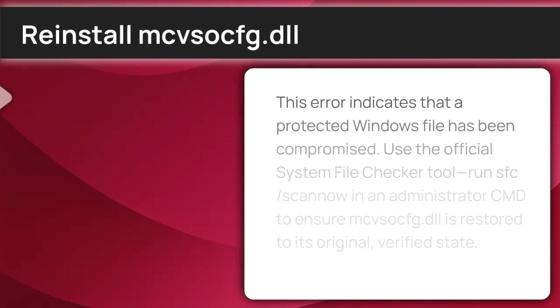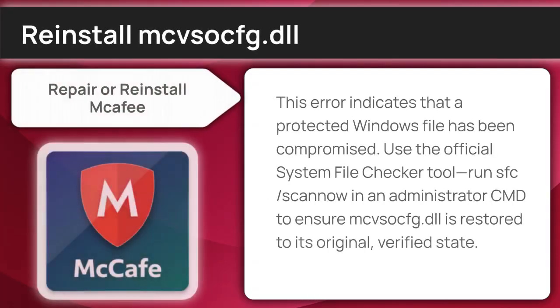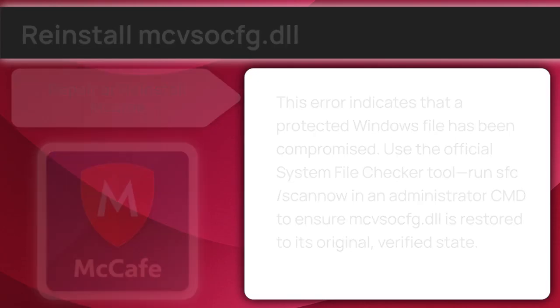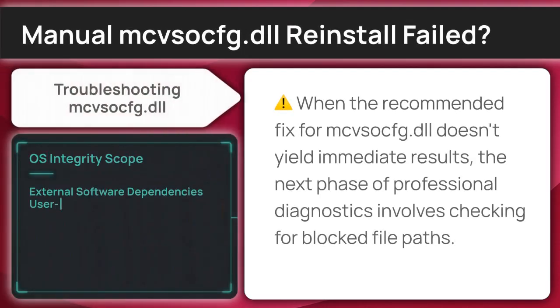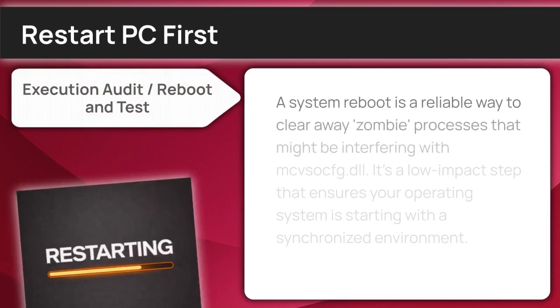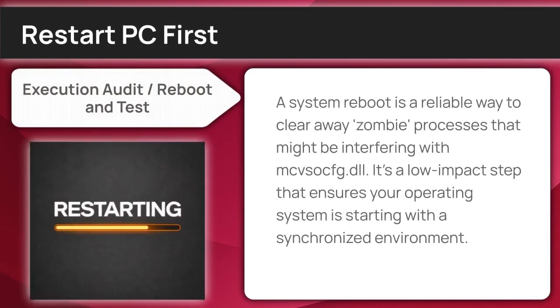This error indicates that a protected Windows file has been compromised. Use the official System File Checker tool. Run sfc /scannow in an administrator CMD to ensure the McAfee VSO Config Library DLL is restored to its original verified state. In cases where the official installer remains ineffective, we must escalate to a manual review of your system's active runtime state. A standard restart allows the Windows bootloader to rescan your system directories and potentially recognize an unregistered McAfee VSO Config Library component.